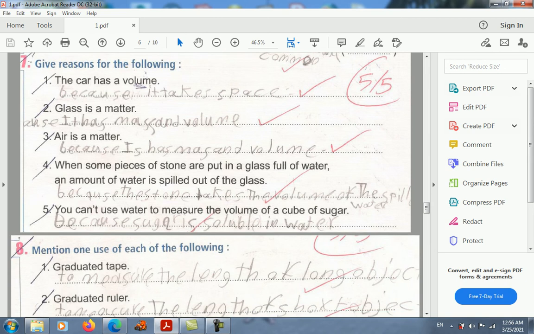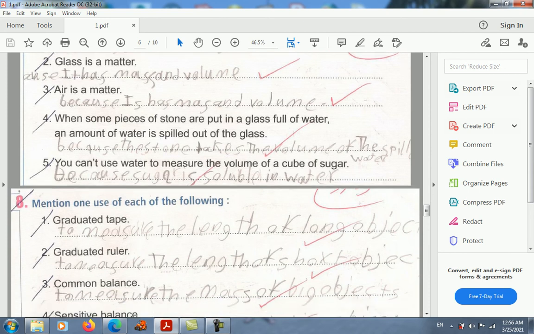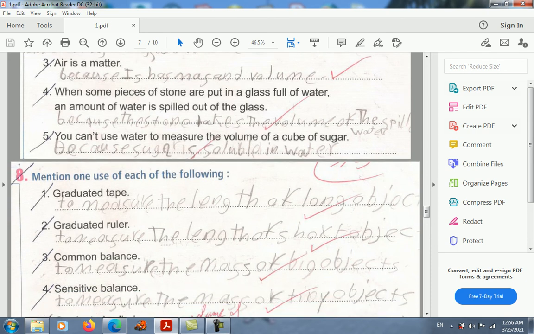7. Give reasons for the following. 1. The car has a volume. This is because it takes space. It occupies space. 2. Glass is a matter because it has mass and volume. 3. Air is a matter because it has a mass and a volume.